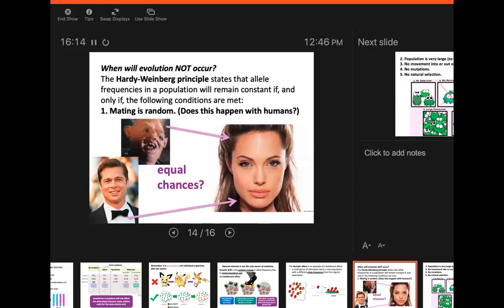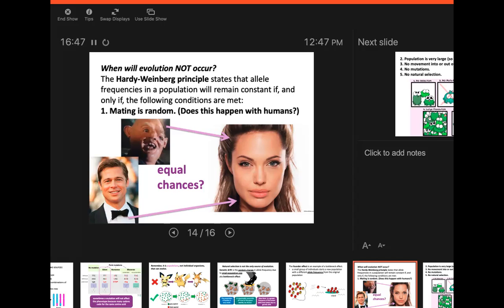So we talked about the 4 things that are required for evolution to occur, which are what? Back to the beginning. The 4 things we need. Variation, inheritance, time, and selection. Those are 4 things we need for evolution to occur. So when will evolution not occur?